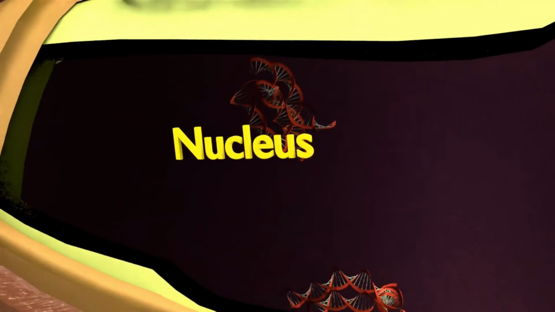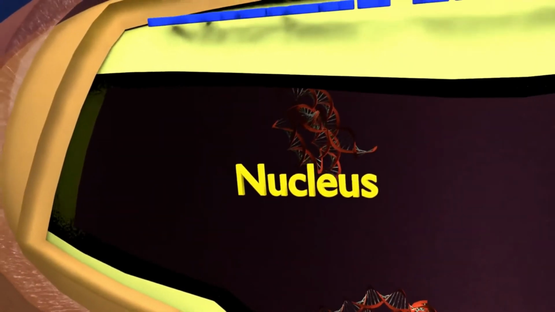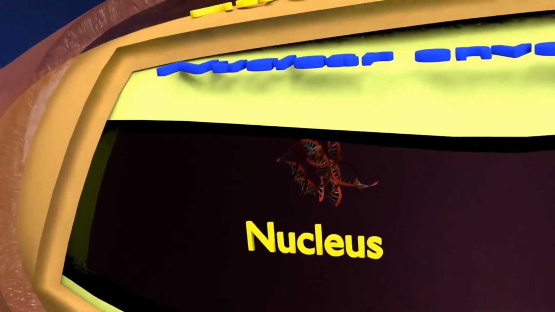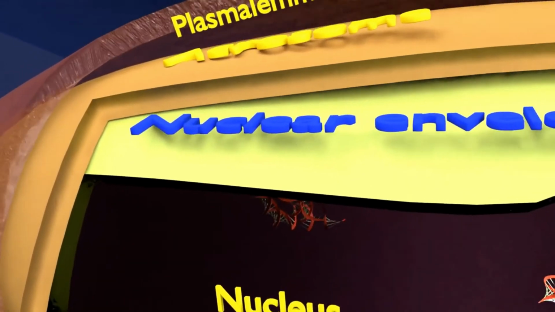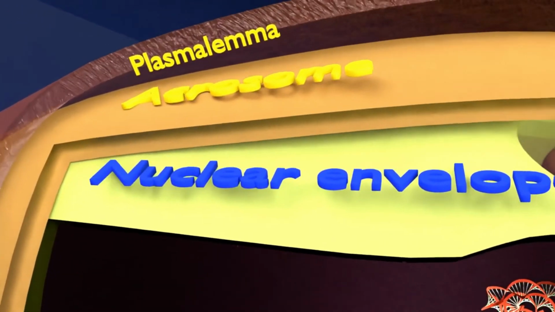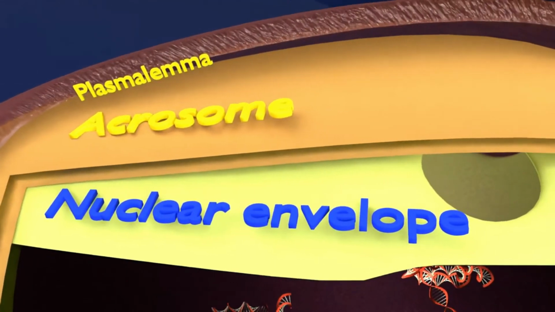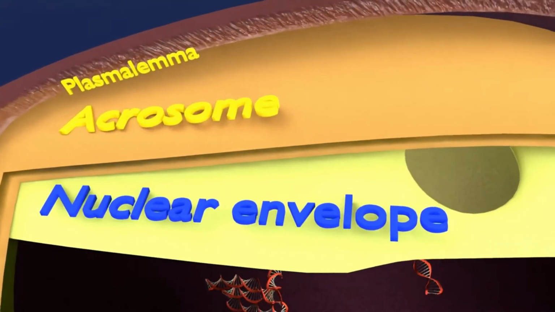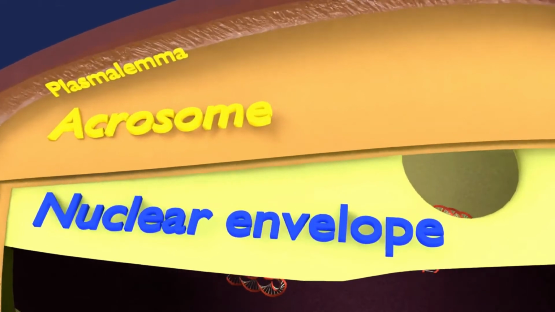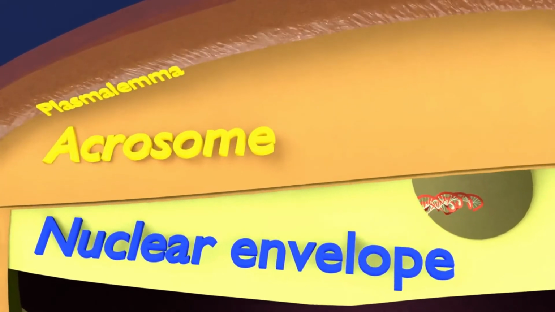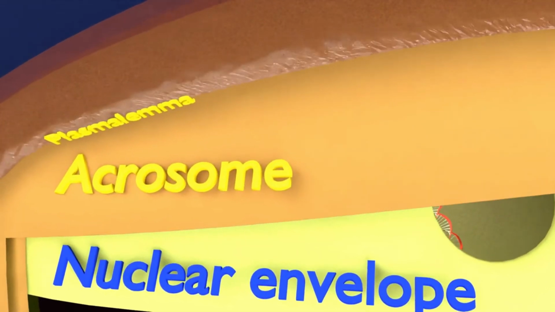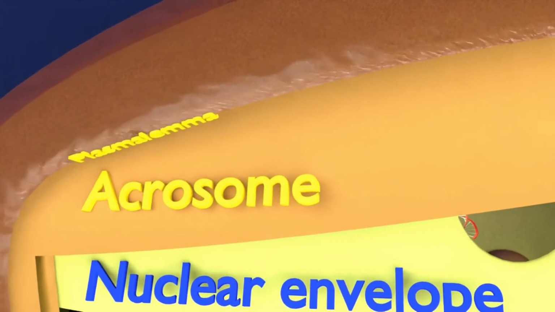The sperm can be seen covered by plasmalemma, which is also talked about later in this video. The acrosome is formed out of the Golgi apparatus of the spermatid and can liberate a chemical substance which enables the sperm to pierce the zona pellucida of the ovum.